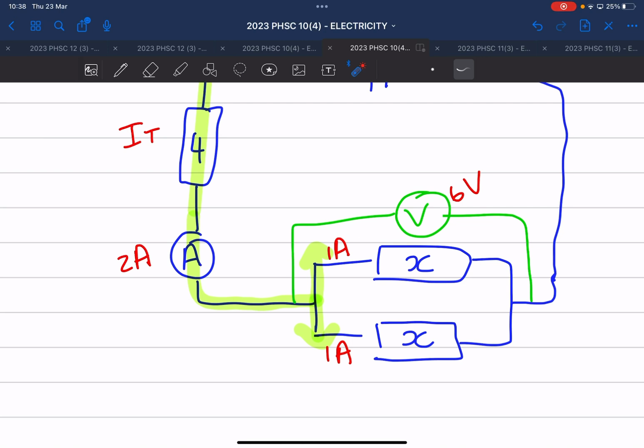Okay, so I'm going to say this once more. The total current is 2 amperes that they gave to us. The current will split up equally, 1 ampere, 1 ampere. Why? Because the resistors in parallel are the same. So that is how I know it's going to be 1, 1.